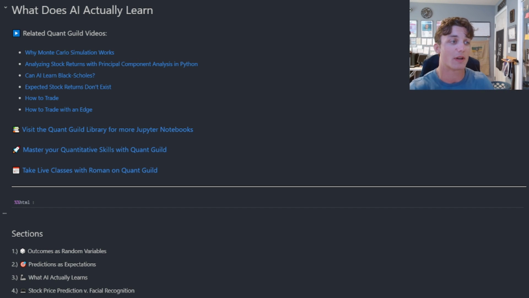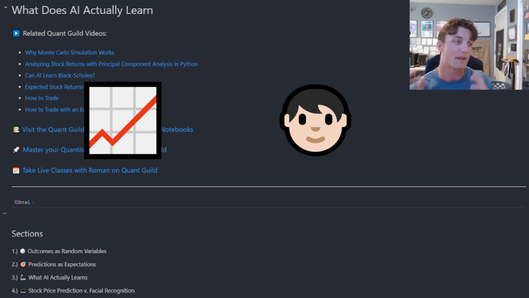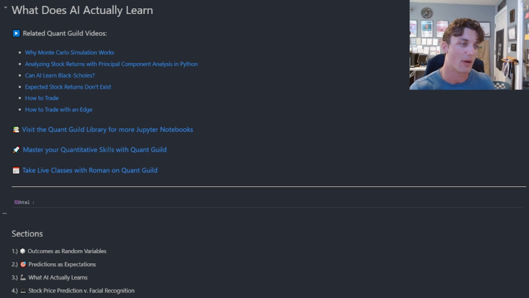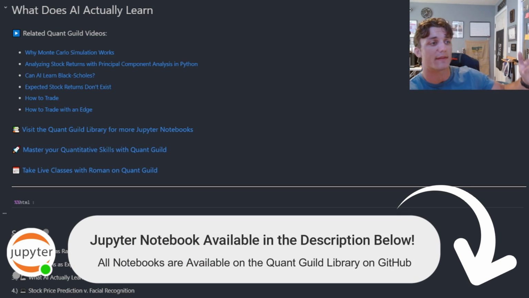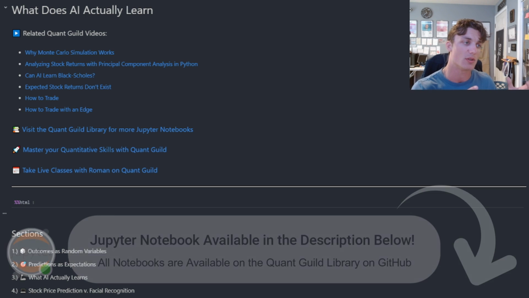To accomplish this, we're going to look at a couple of simple examples, and then we're going to make the extension to the real world, where we're going to talk about the stock market and facial recognition as two separate classes of problems. Now, as always, this Jupyter Notebook will be available in the description below. I will also post it to the Quant Guild library on GitHub, where you can find all of my Jupyter Notebooks and associated YouTube videos.